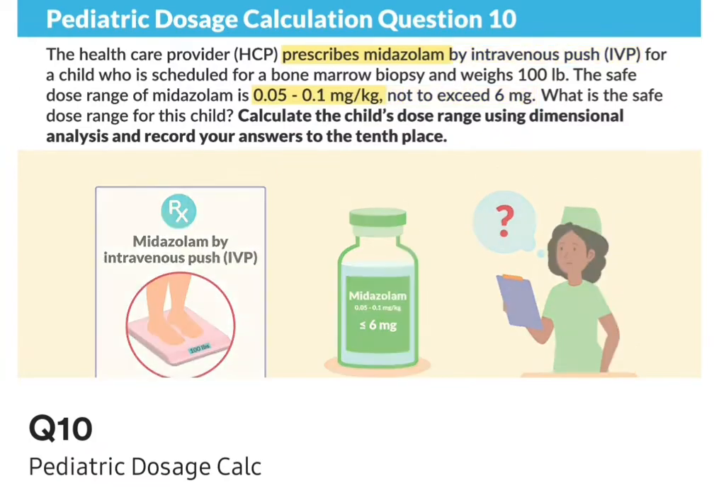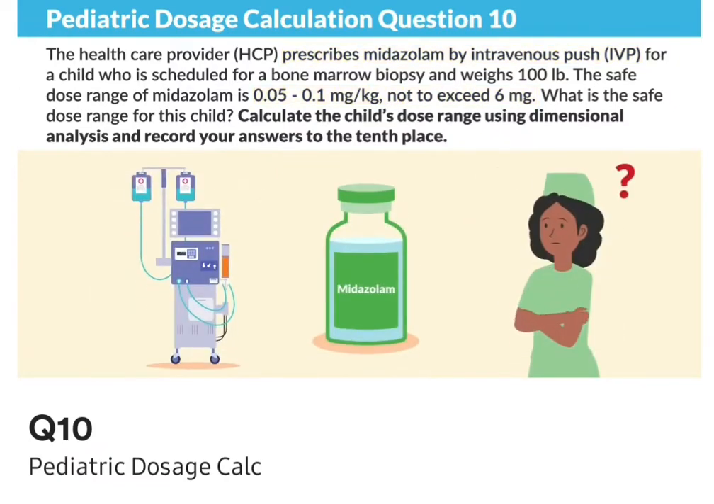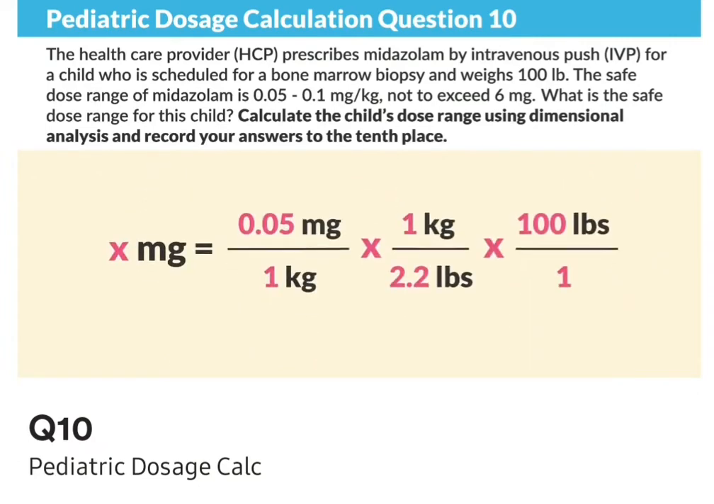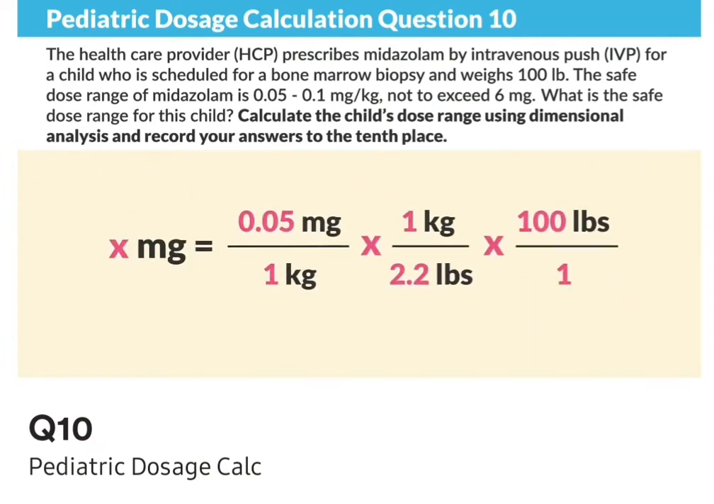All right, let's set it up as we usually do here. So we're taking that first number the question gives us, and we're plugging it in. 0.05 milligrams over 1 kilogram, because we got to convert those pounds to kilos, right? And then 1 kilogram over 2.2, and the very last one is 100 pounds, because the child weighs 100 pounds over 1, which is 1 dose, right?